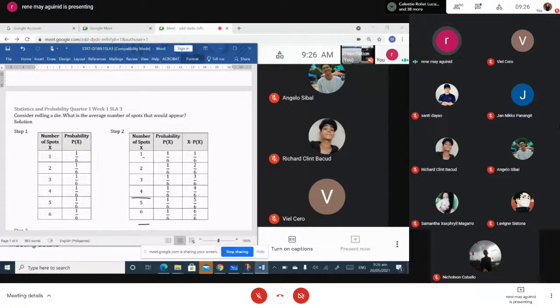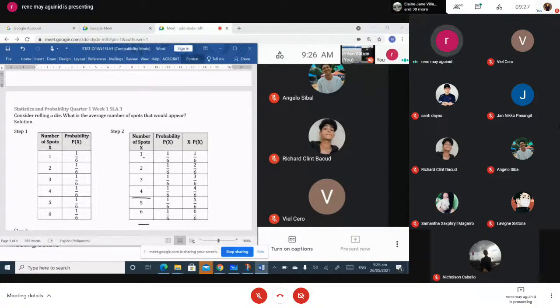Here, in the x times p of x column, you simply multiply the x and the p of x. So 1 times 1/6 is 1/6, 2 times 1/6 is 2/6, and so on.